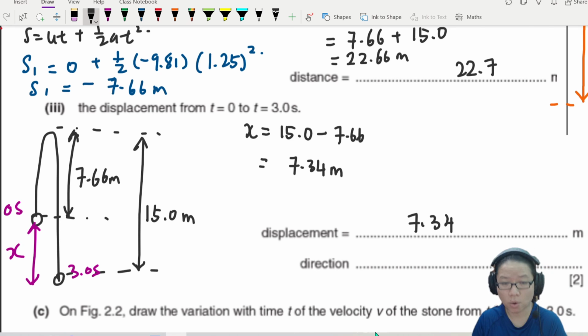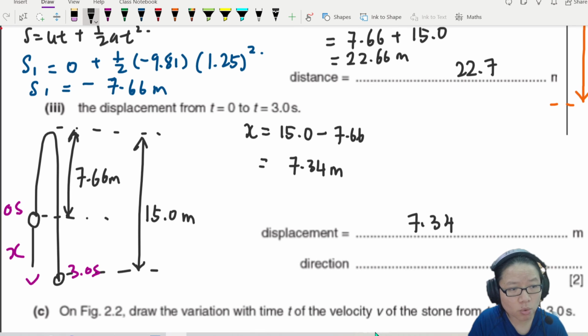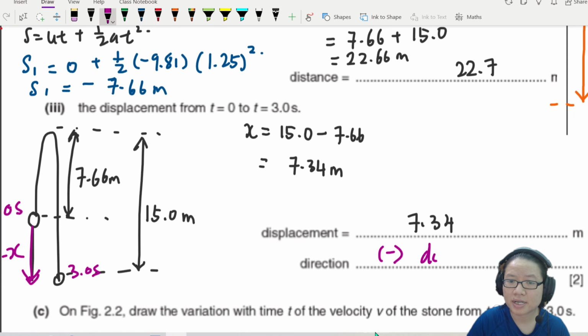Okay, but direction. Which direction? Well, look at your starting point. You started on top, you ended below, right? Like this. So it is negative x. Negative means downwards.